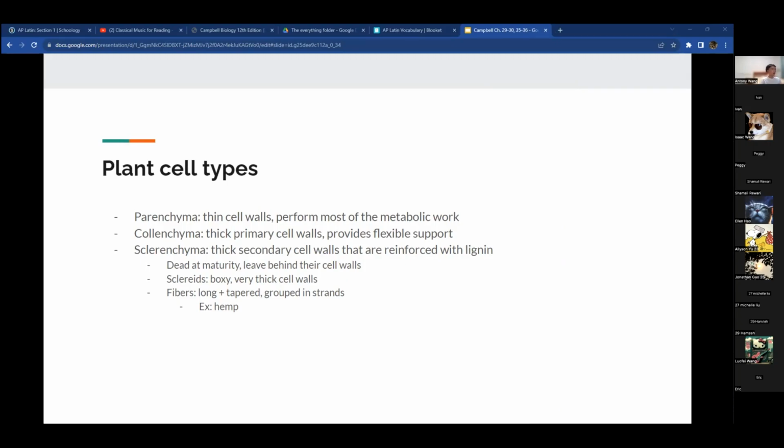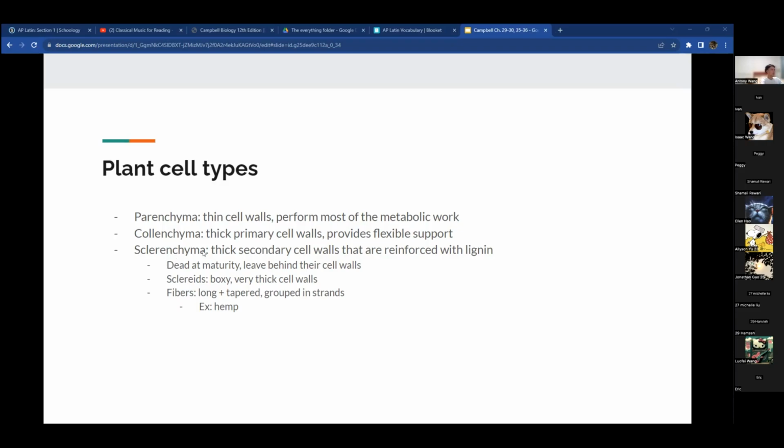Collenchyma cells are the second type of cells. These are cells that provide flexible support. They have thick primary cell walls. It's important to note that parenchyma and collenchyma cells are alive at maturity. Once these cells are fully differentiated, they're still alive. They still perform metabolic functions. They still maintain their internal environment.